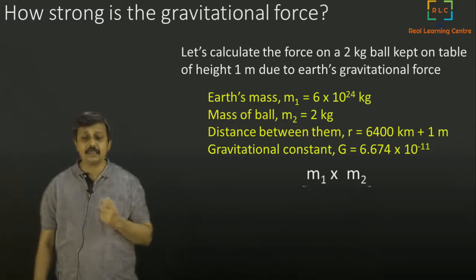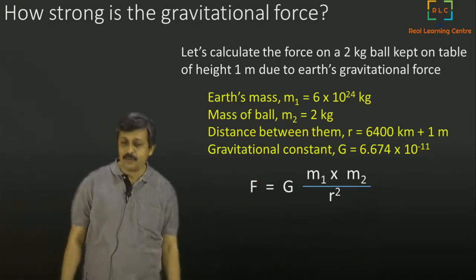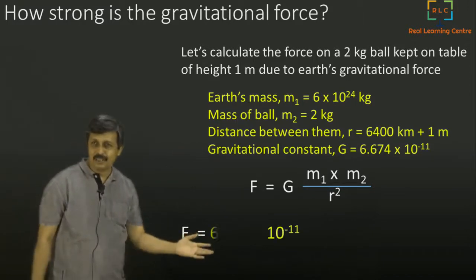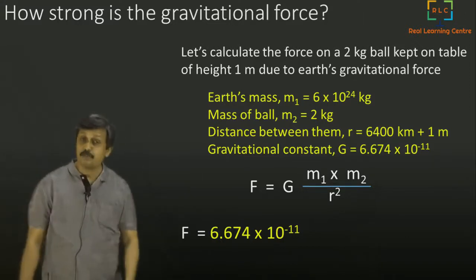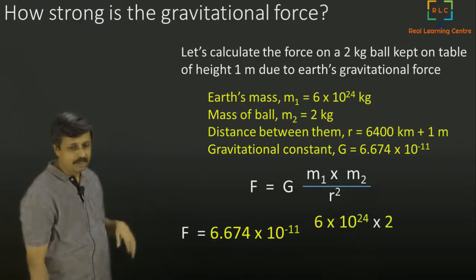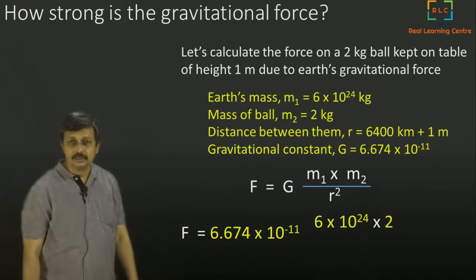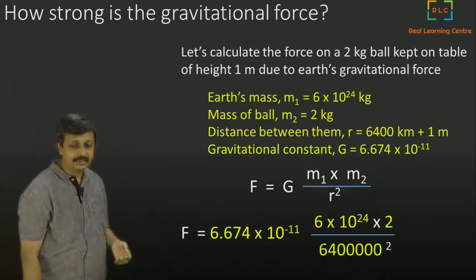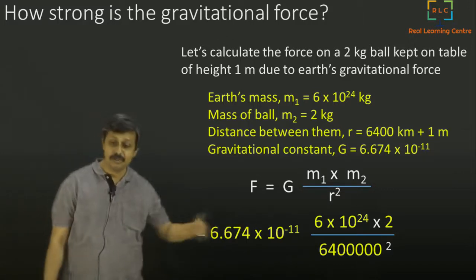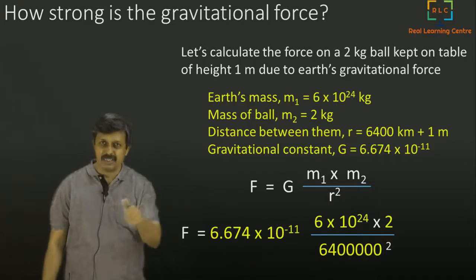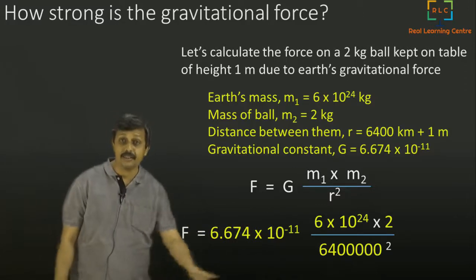Now, if we take this and substitute into our original formula, F is equal to G into m1 into m2 by r square, I am going to keep putting these values into it. In the place of G, I put 6.674 into 10 power minus 11. In the place of M1, I put 6 into 10 power 24. And M2 is 2. The distance between them I write as 6,400 kilometers, meaning 6,400 followed by 3 zeros, meters. Plus 1 meter I am leaving, that's negligible. Square, because in r square there is a 2.